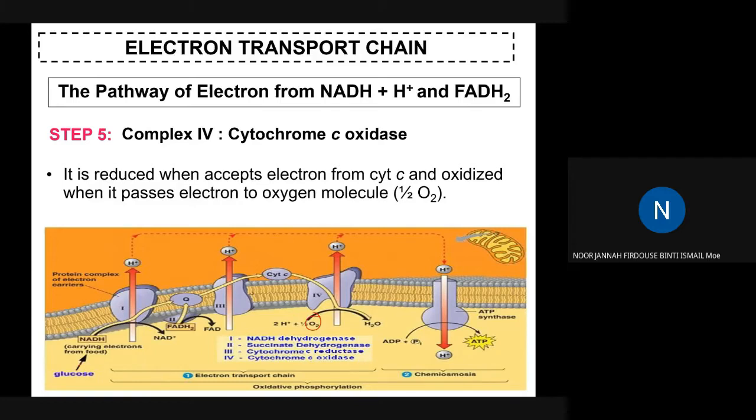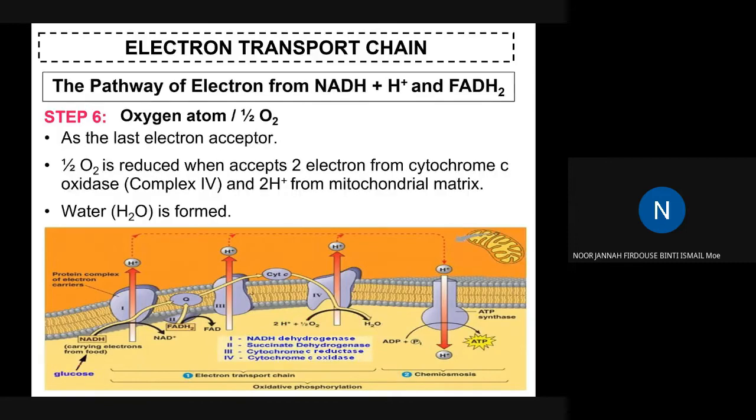So we can say that the final electron acceptor is the oxygen, not the cytochrome C oxidase. The final electron acceptor is the oxygen. This is why oxygen is very important during respiration, to play its role as the final electron acceptor. If oxygen is not around, where can they pass the electron to? So oxygen with the combination of hydrogen will form H2O. This is why in the respiration equation, we use the oxygen and then we produce the H2O.